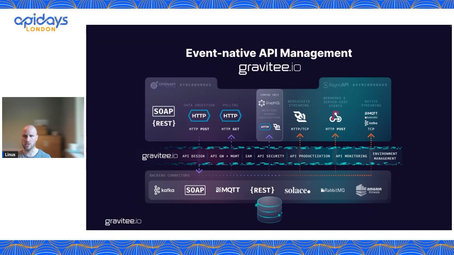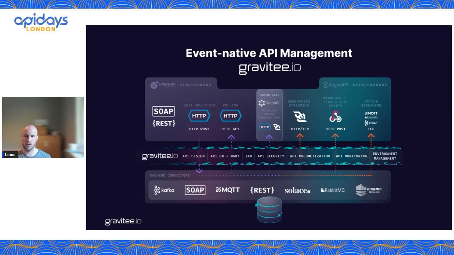So for Gravity Event Native API Management, it's about the flexibility as well for organizations to expose these event-driven architectures either synchronously or asynchronously. So on the left-hand side of my screen, you can see the synchronous ways with SOAP and REST, whether it's injecting with HTTP POST or getting it out with HTTP GET. Or on the right-hand side, you have things like WebSocket, webhook, and server-sent events.